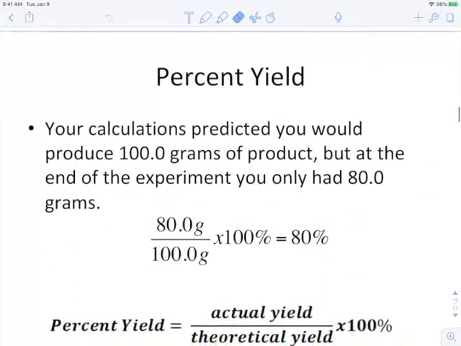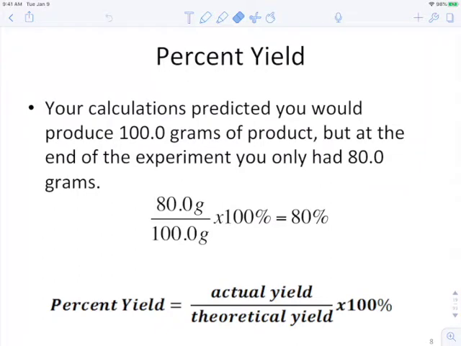Okay, so next up, we're going to talk about percent yield. So here's an example of calculations where you would produce 100 grams of product, but at the end of your experiment you only had 80 grams. So this is very common, especially in organic chemistry. So many of you are going on to organic. They do not have 100% yield. That is not how those chemical reactions work. And they are published with their percent yield. And some yields are only like 60%. You're only going to get 60% of what you thought you were going to get.